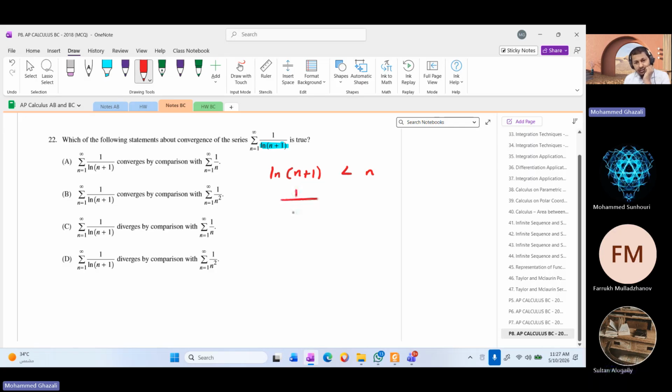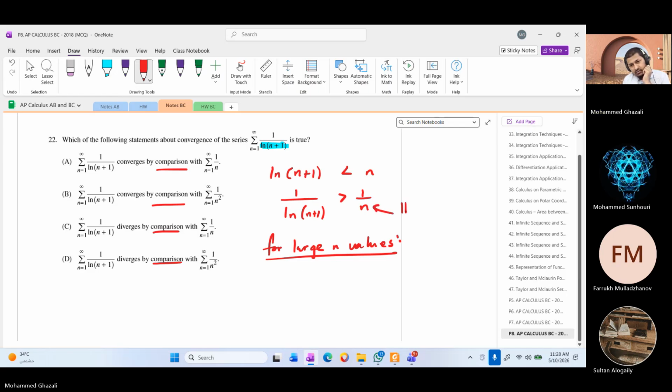Good. Now, if I flip this, it becomes 1 over ln n plus 1. I'm trying to use a comparison, because everything talks about a comparison. So that becomes greater than, because when you flip a fraction, the inequality reverses. So I'm comparing this with 1 over n. Now for large n values, see what happens. Isn't this the harmonic series? Yeah, it's harmonic, a p-series. Harmonic, so it diverges.